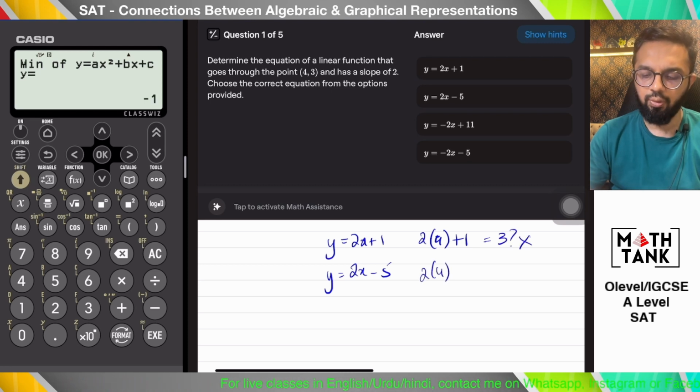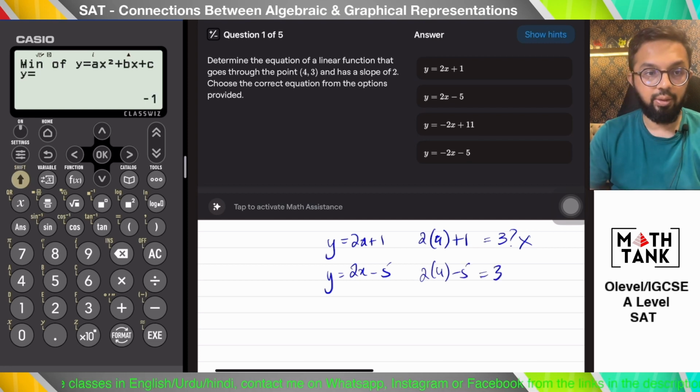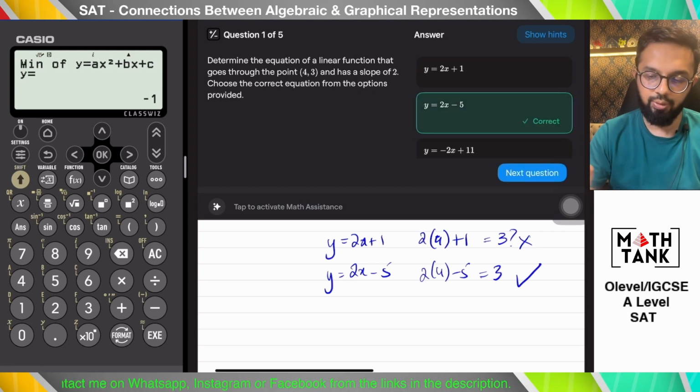2 times 4 minus 5. Does that give me 3? Yes, that gives me 3. So that is the correct answer option then. Okay, so I'm going to go with 2x minus 5.